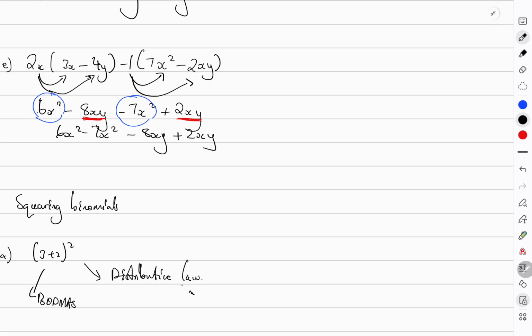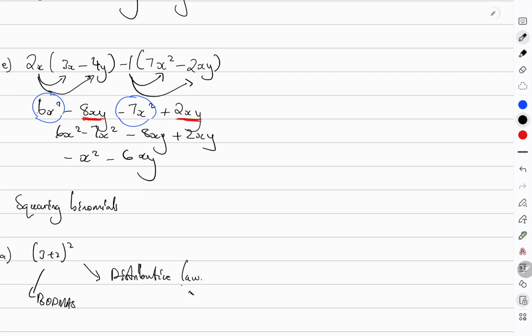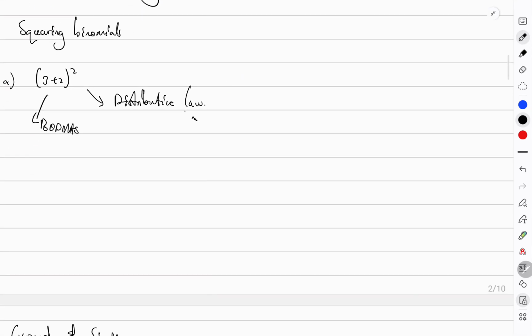Therefore, it means I'm going to have, what is 6x squared minus 7x squared? I'll have negative x squared, which is negative 1x squared. What is negative 8xy plus 2xy? I'll have negative 6xy. That becomes my solution. Right, I'm done.